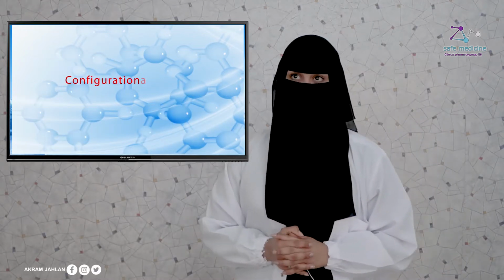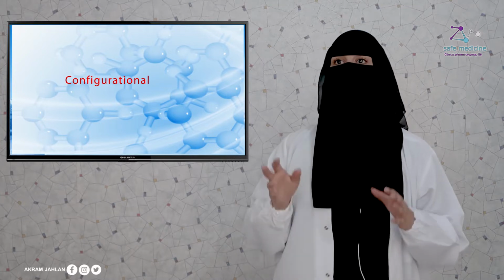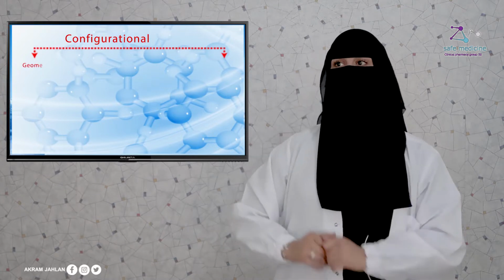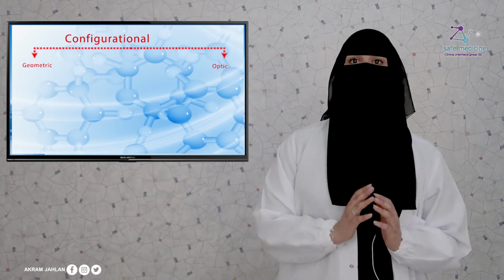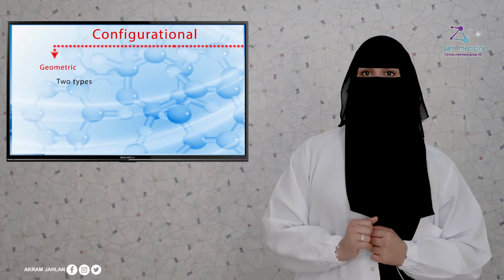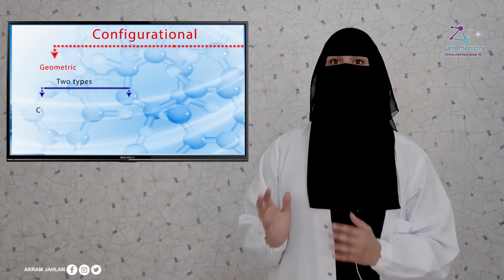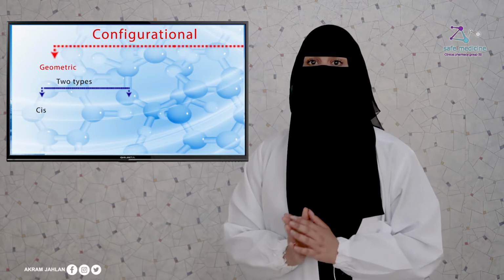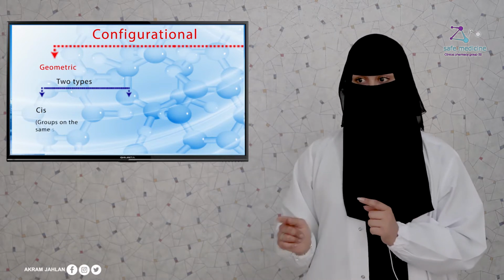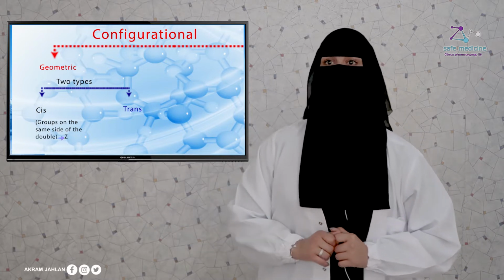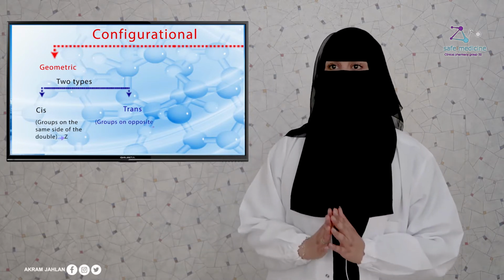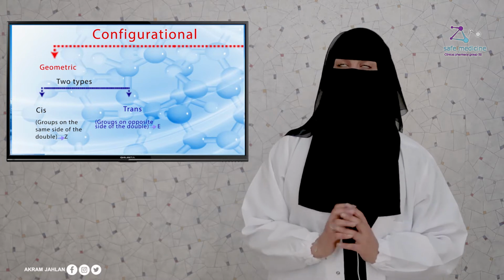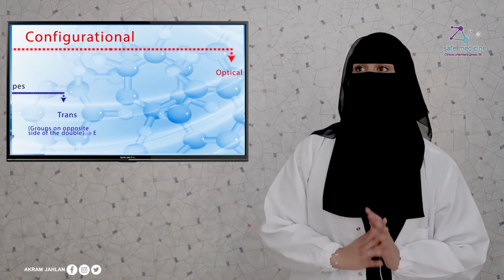Configurational isomers have 2 types: geometric and optical. Geometric has 2 types: cis and trans. Cis has groups on the same side of the double bond and is called Z. Trans has groups on opposite sides of the double bond and is called E.